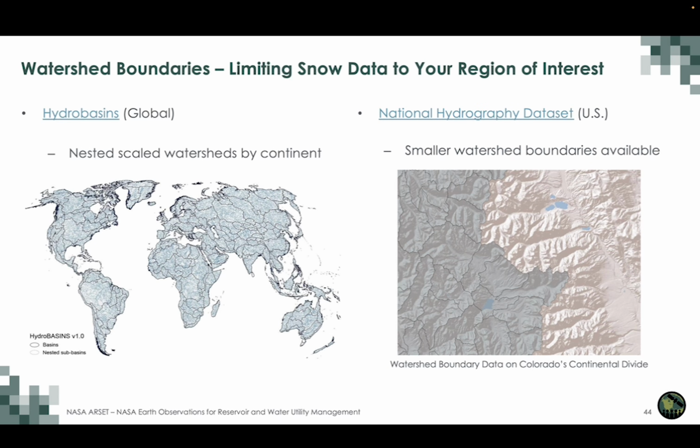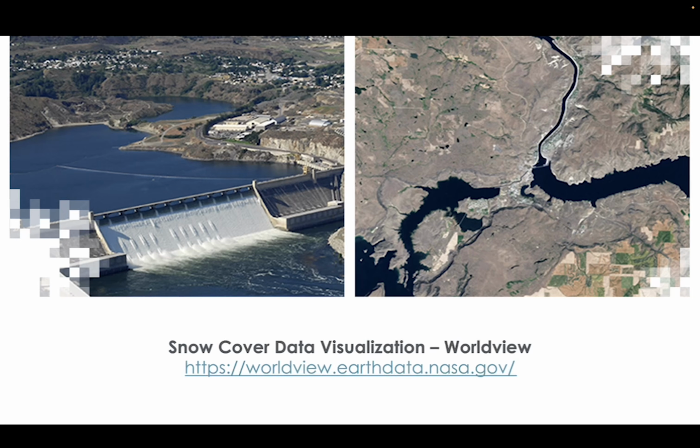If your operations are strictly within the United States, the National Hydrography Dataset is the standard, providing highly detailed, smaller watershed boundaries. By using these shapefiles to mask our satellite imagery, we can extract highly specific metrics for your exact region of interest, whether that is total upstream rainfall, average basin saturation, or the precise percentage of snow cover. This spatial clipping is the crucial final step that transforms global observations into actionable, localized inputs for your seasonal runoff models and water management decisions.